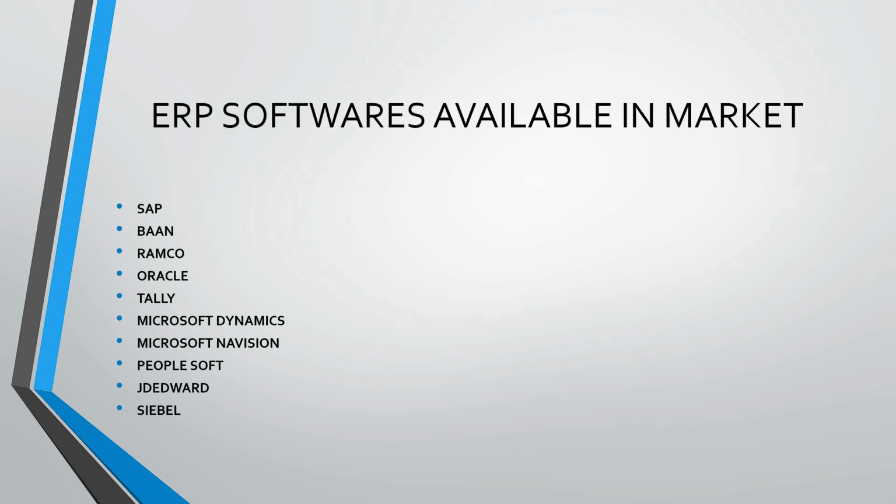Now, if we take one example of Tally software, Tally is mostly used for accounting data, like the finance department mostly uses that one. So it is related with the finance department. Like that, Oracle, Ramco, BAN, and other softwares, they are related with their relative departments. But SAP is integrated with every department of the industry.